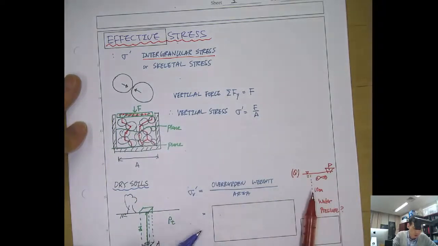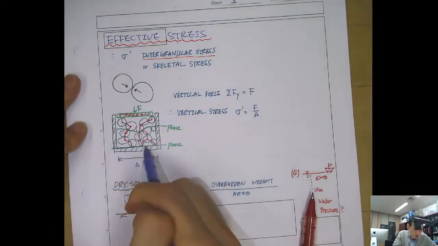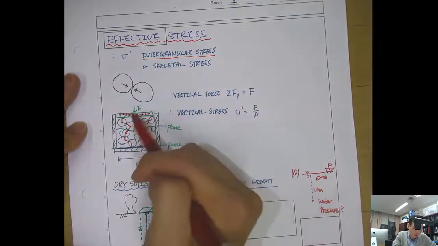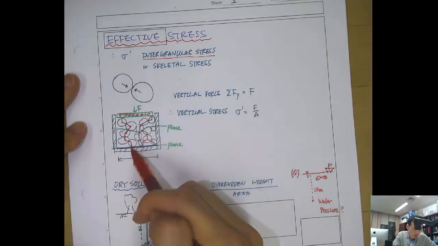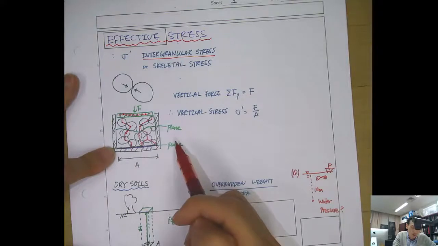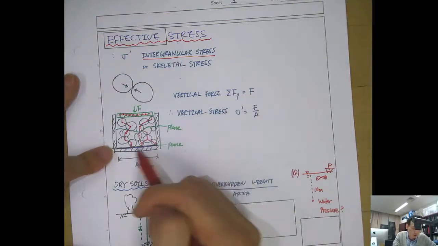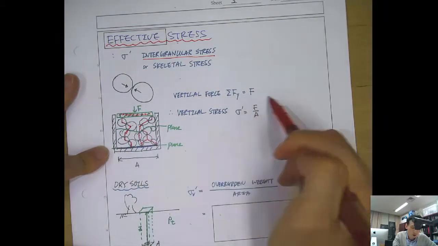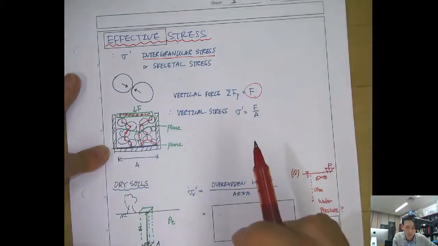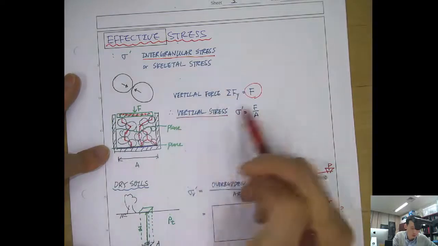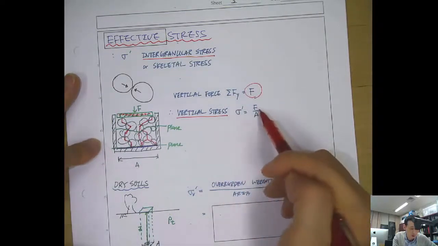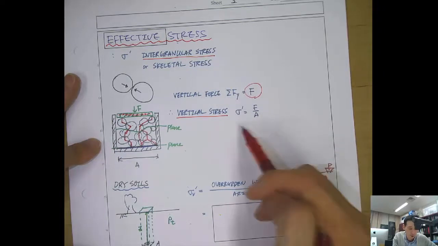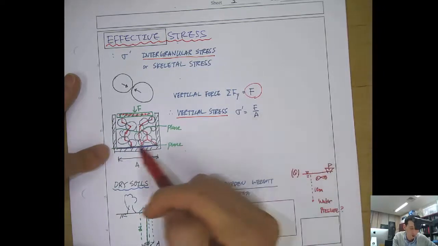Then the vertical force, the sum of the vertical force of each grain. Okay, let's look at the bottom plane. The force will be all transferred to this bottom plane. So the sum of the vertical force applied by these individual grains will be identical to F. Then you can compute the vertical stress by dividing the force by the area, F over A. And this will be the effective stress in the dry soil.